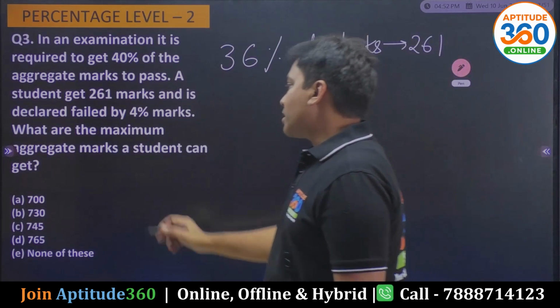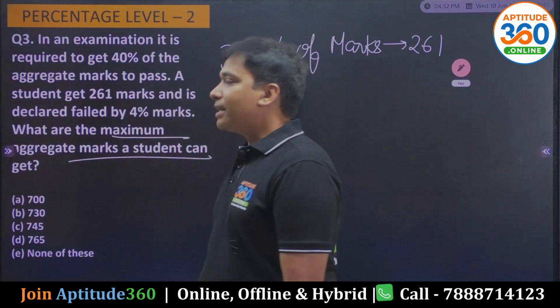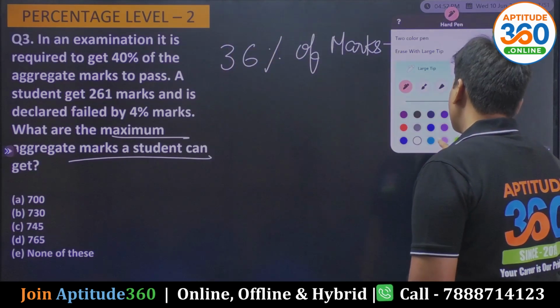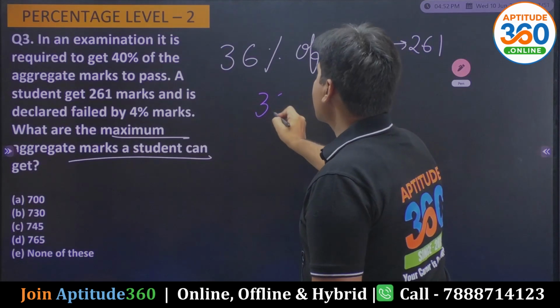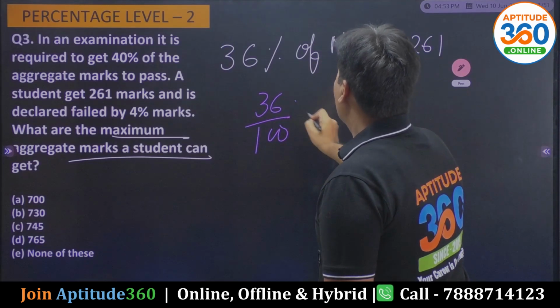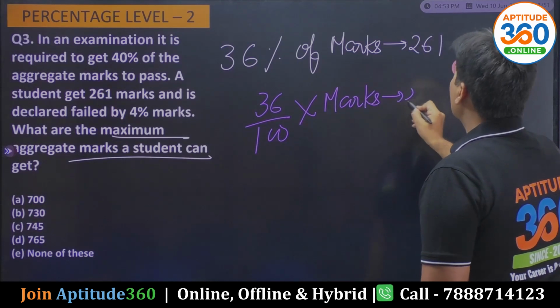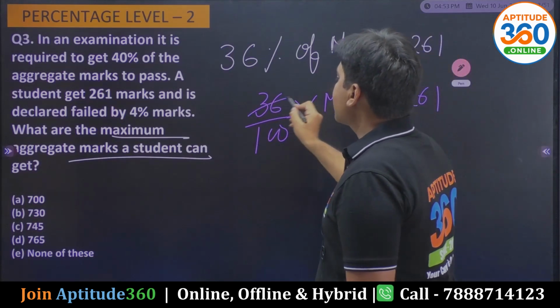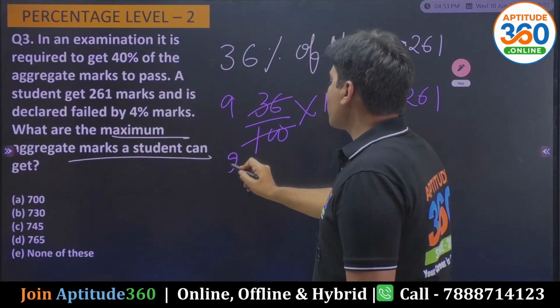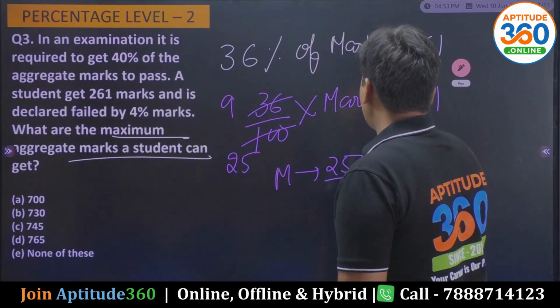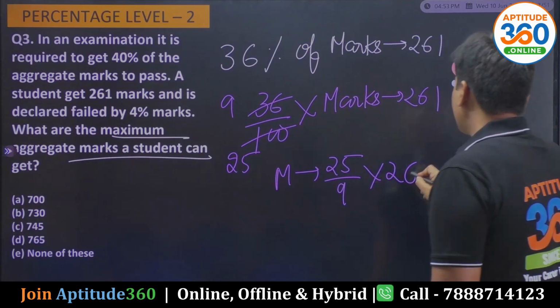And what is this question? What is the maximum aggregate marks a student can get? So you need to find out the total marks. What is that? You can do 36 upon 100 into total marks, and that is given to you as 261, and this is 9, and then this was 25. So total marks will be 25 divided by 9 into 261.